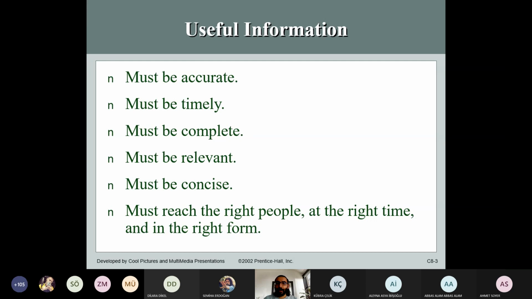Secondly, timely. You need to get the information in time. If you don't get it in time, you may face some problems. You need to make a decision before this year ends, 2020, but the information will come to you 1 month later. So it is not useful information, it is over.